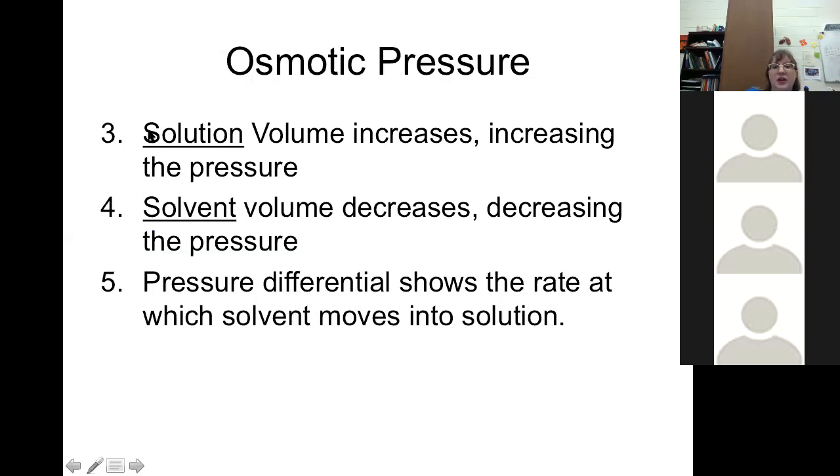Okay, so as the solution volume increases, and that's where it's becoming more dilute, we're going to be increasing the pressure. The solvent volume, so the pure solvent, is going to decrease, and so we decrease the pressure on that side. And the difference between those two is our osmotic pressure. So the pressure differential shows the rate at which the solvent moves into the solution. So the long and the short of that is really just to say that when we have a higher concentration, we're going to get a bigger pressure differential. So we just need to know that the more concentrated our solution is, the greater the osmotic pressure would be.